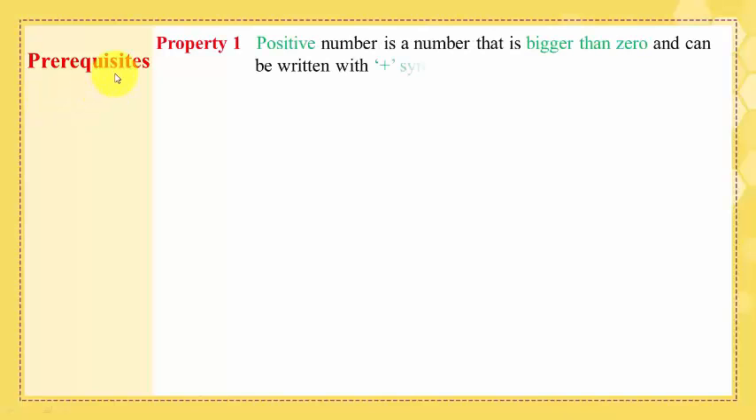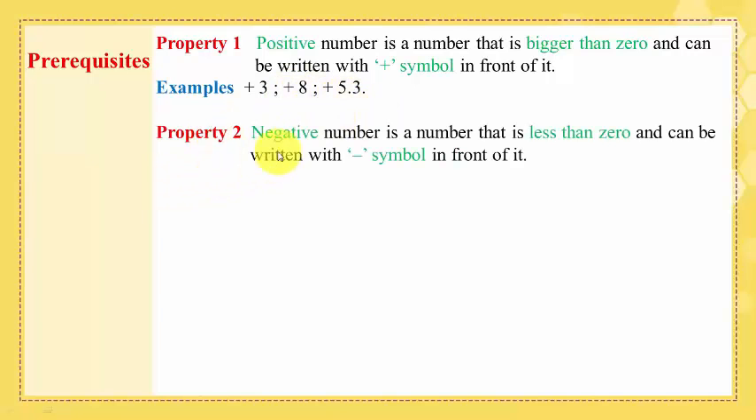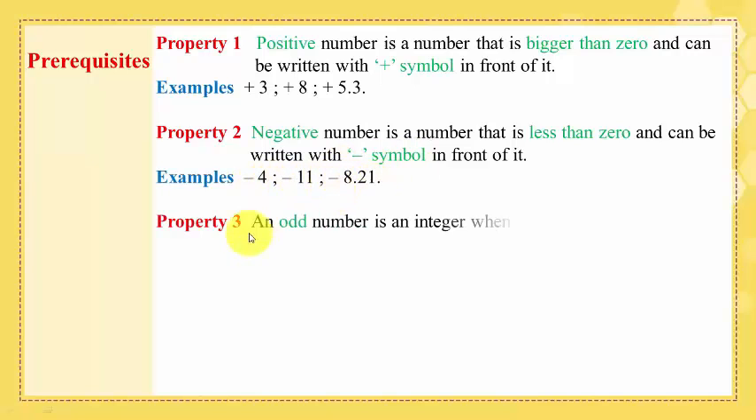Prerequisites. Property 1. A positive number is a number that is bigger than 0 and can be written with a plus symbol in front of it. Example: plus 3, plus 8, plus 5.3, etc. Property 2. A negative number is a number that is less than 0 and can be written with a minus symbol in front of it. Example: minus 4, minus 11, minus 8.21, etc.